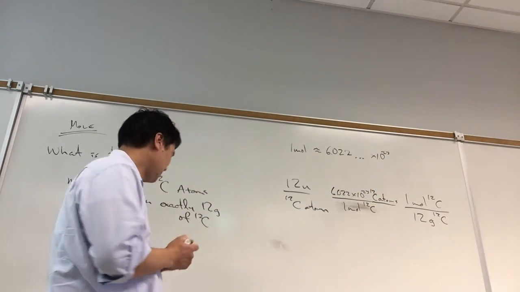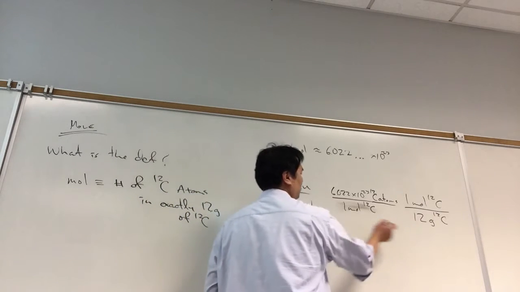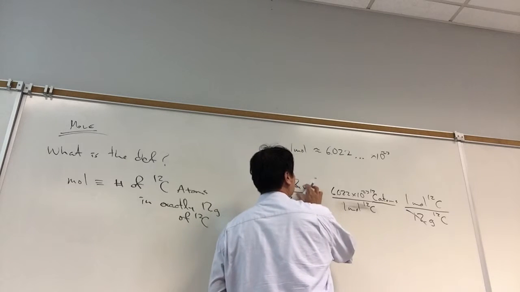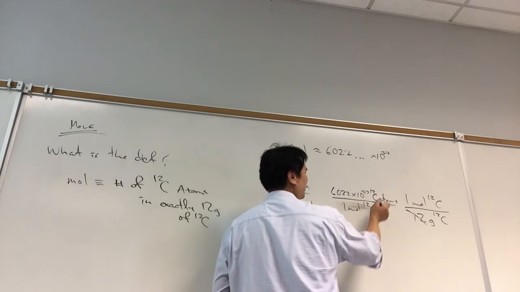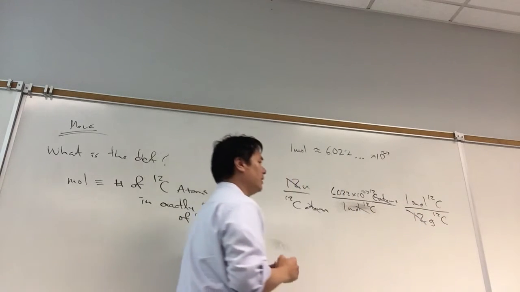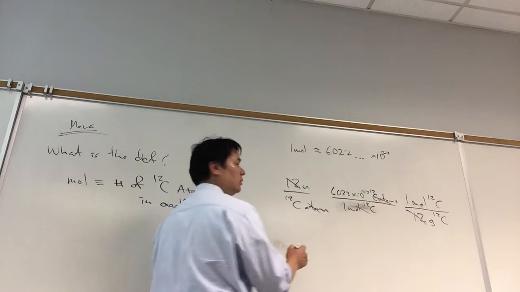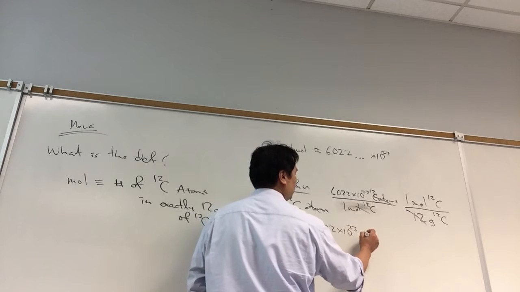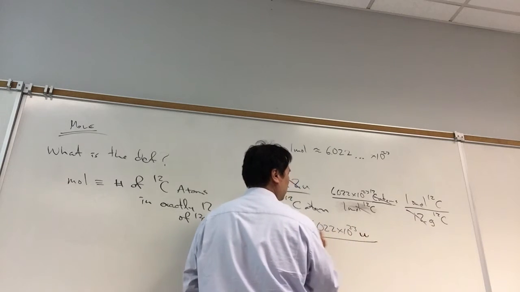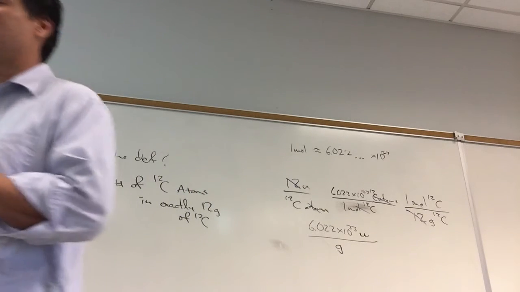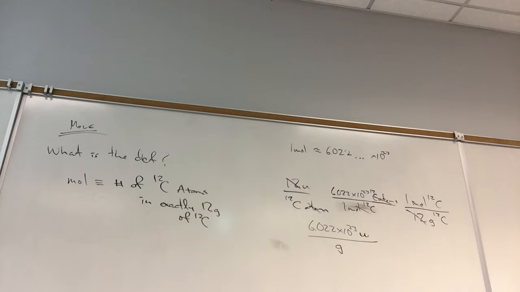Let's take a look at what happens here. The 12 cancels. The U does not cancel. The atoms cancel the atoms. Moles cancel the moles. And we get U per gram. There's 6.022 times 10 to the 23rd U per gram. The conversion factor is easy because it's the same as Avogadro's number. There's an Avogadro's number's worth of atomic mass units in each gram.